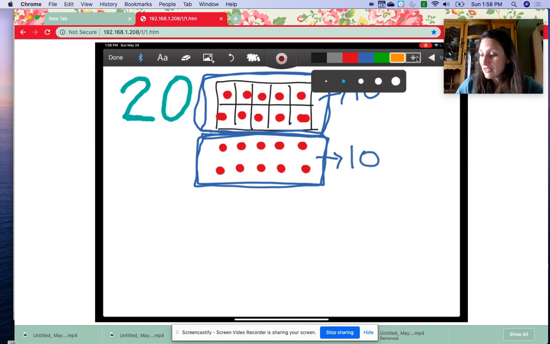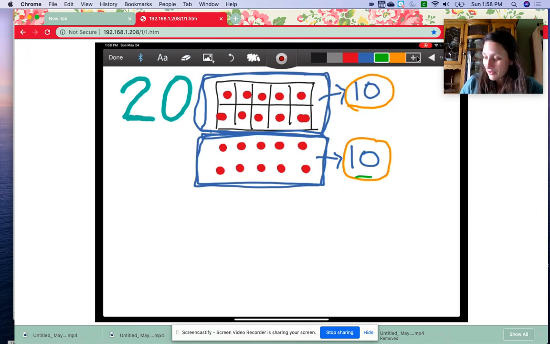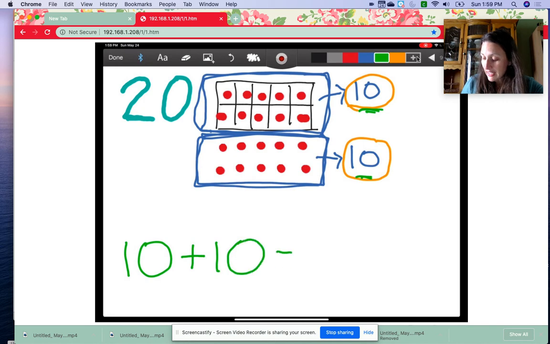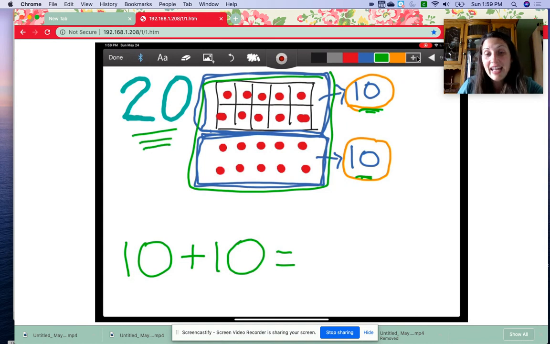Now I can take these 2 numbers and add them together to make a nice number sentence. Here we go. I'll use the first number, 10, plus the next number is 10. And that is equal to how many counters all together? 20. That's right, our number of the day. And if you weren't sure, you can go back and count your counters.